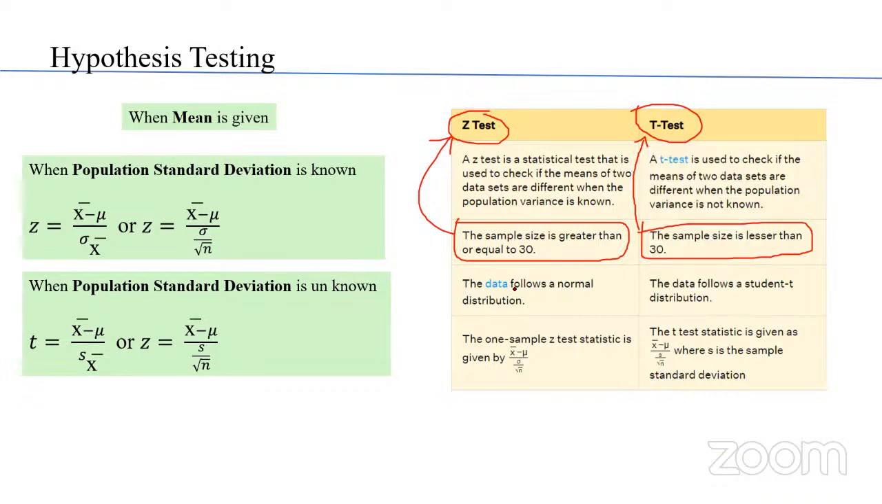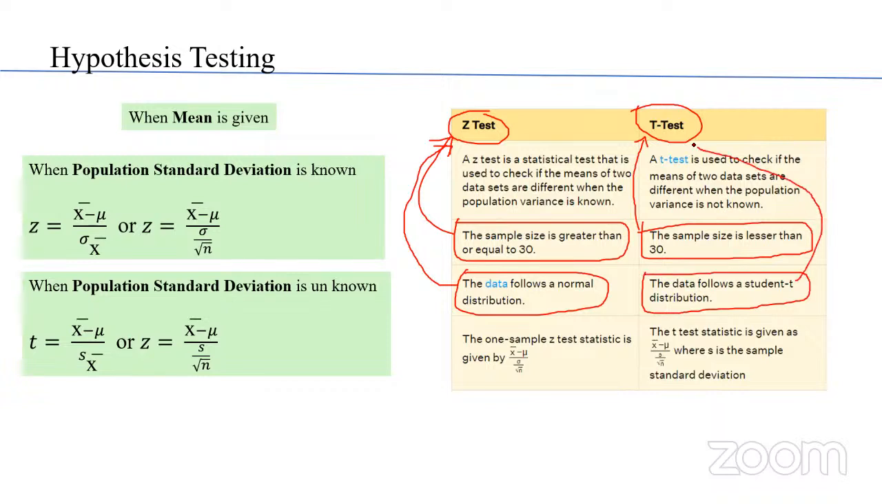And this data will follow a normal distribution. If any data is following normal distribution, then automatically we will prefer Z-test. And there is something called a student T distribution. For such a case, we'll use T-test. We'll try to differentiate what is a student T distribution and a normal distribution in the next slide.